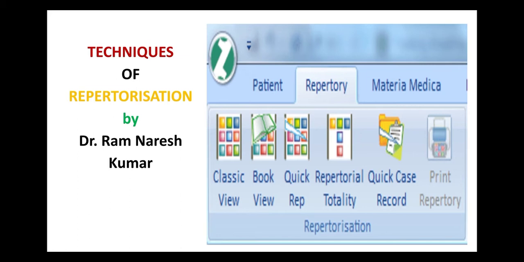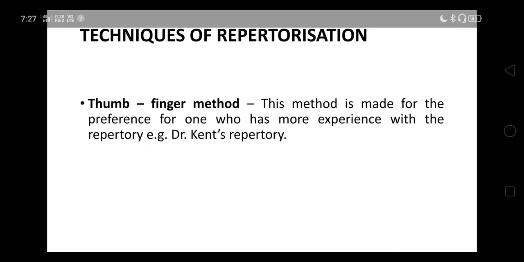In the previous video, you saw the method of repertorization. Today, the technique of repertorization. So what are the different techniques used for repertorization, we see today in this video.